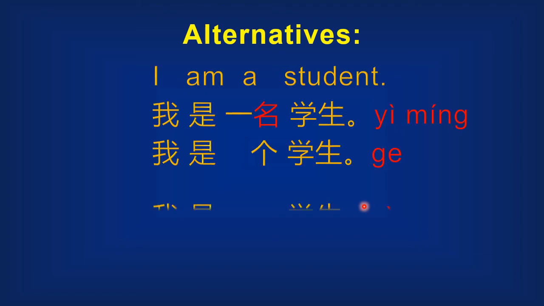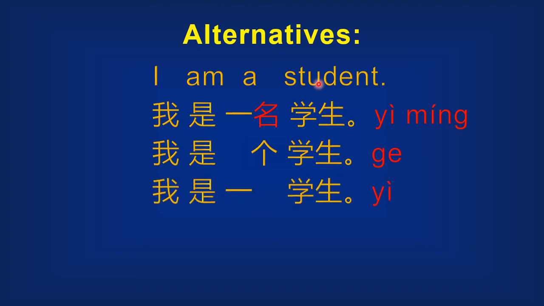Less commonly, you can say this, particularly in Beijing dialect. 我是一学生. By the way, Mandarin is based on Beijing dialect.